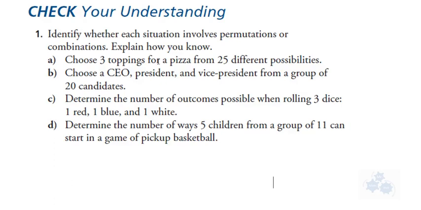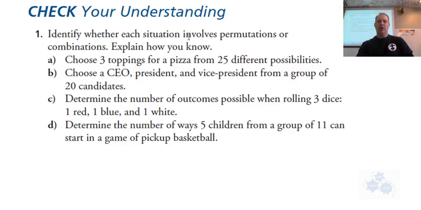All right. Identify whether each situation involves permutations or combinations. Explain how you know. Okay, choose 3 toppings for pizza from 25 different possibilities. Are we going to use a permutation formula or a combination formula, do you think, for this one? Combination? Okay, now why did you say combination?